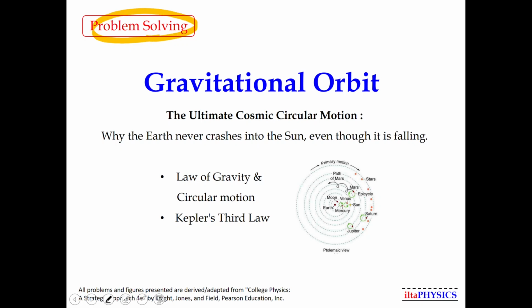Today, we are going to study gravitational orbits, which explain the motion of celestial bodies. The orbital motion of a satellite can be thought of as a very large circular motion on a cosmic scale.